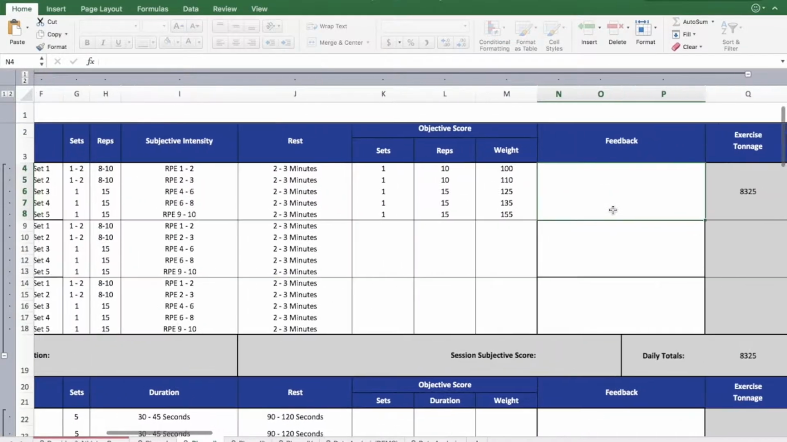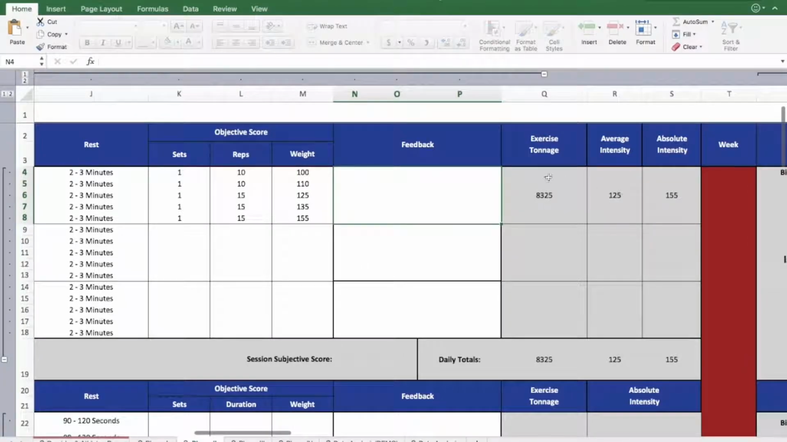Now if we come over here, we can see that we have a few things that have been calculated for us. The first is the exercise tonnage, and again, that's just the number of sets times the number of reps times the load utilized, which for this is 8,325.